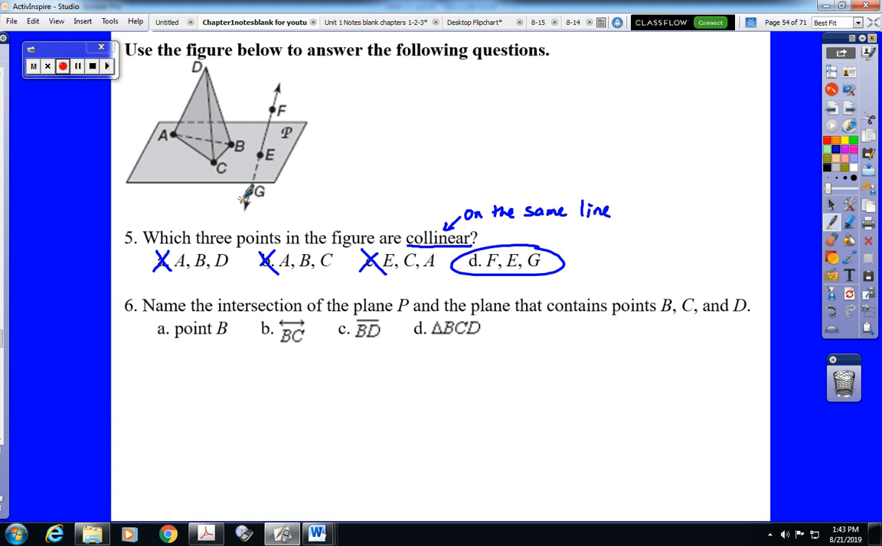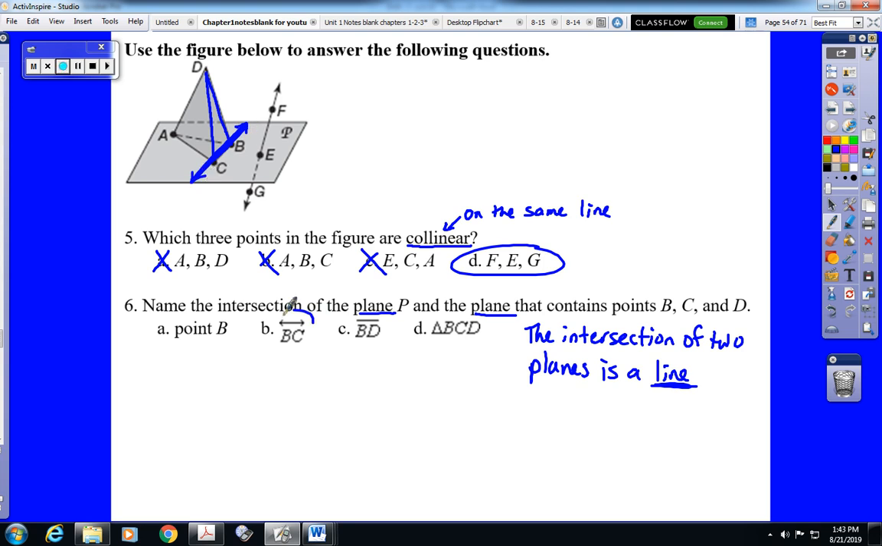Then it says, name the intersection of a plane P and a plane. The intersection of any 2 planes is always a line. So we are being asked to name the line of intersection between plane P, which is the big plane in the picture, and the plane that contains B, C, and D. So this plane here is the one that we're being asked to find. That intersection is going to be along that line right there, which is the line BC.